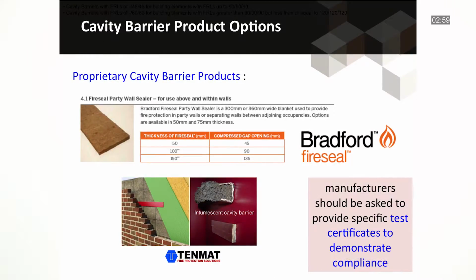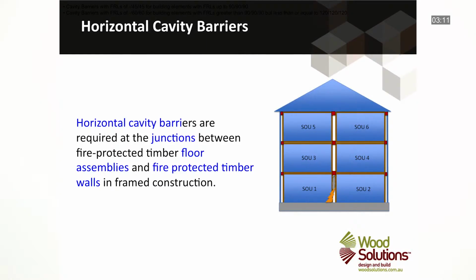There are a range of proprietary cavity barrier materials available. These, though, are required to have been tested to meet the NCC compliance requirements, and manufacturers should be asked to provide specific test certificates to demonstrate compliance. Horizontal cavity barriers are required at the junctions between fire-protected timber floor assemblies and fire-protected timber walls in frame construction.